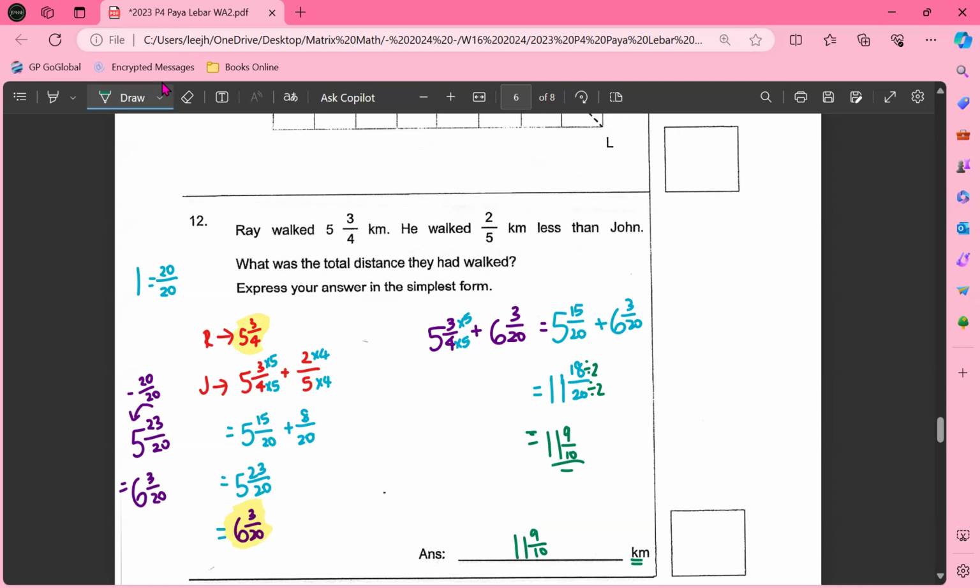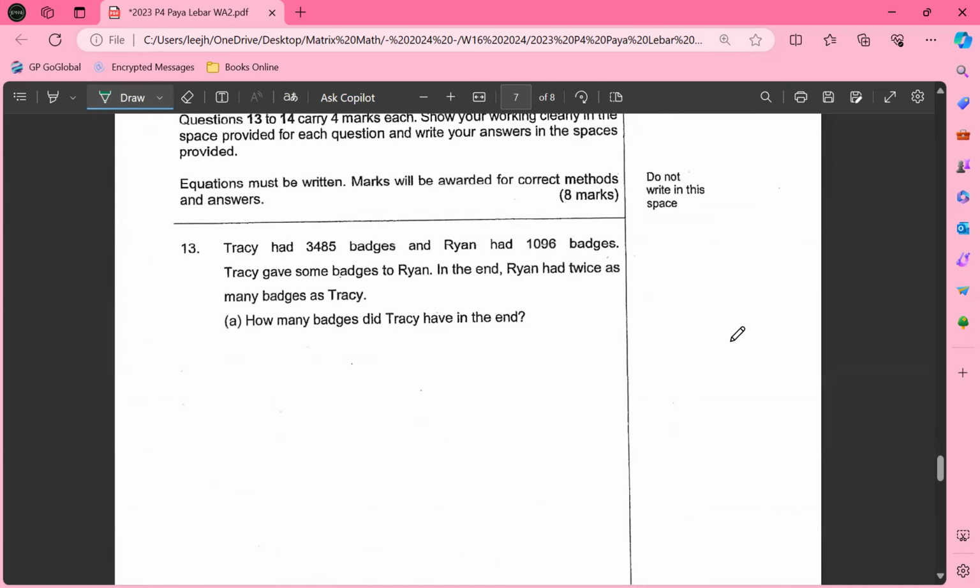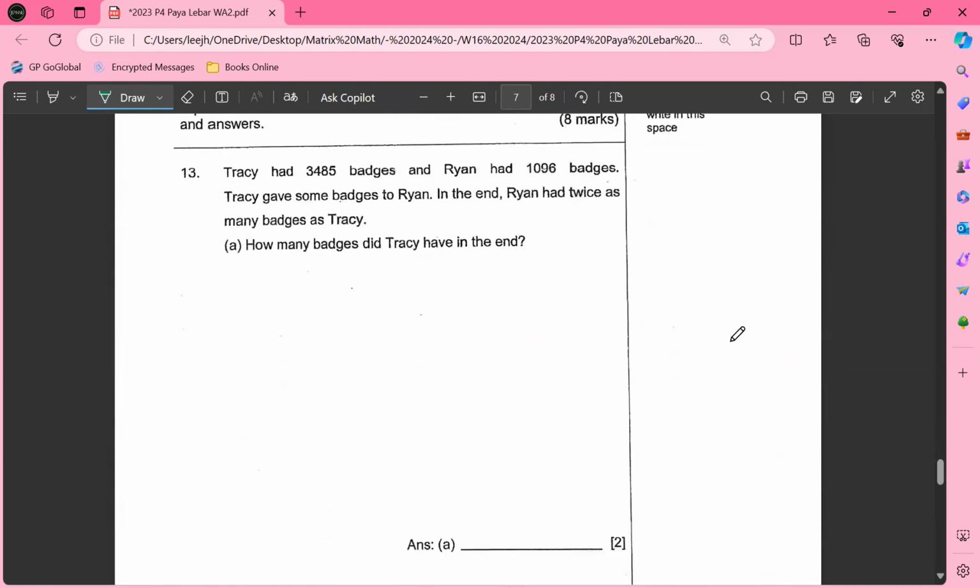Okay. So moving on to question number 13. It's section C. Section C is the problem sums. Okay, come, let's do it. So Tracy had 3,485 badges and Ryan had 1,096 badges. Tracy gave some badges to Ryan. In the end, Ryan had twice as many badges as Tracy. So A, how many badges did Tracy have in the end? So let's work out A first.